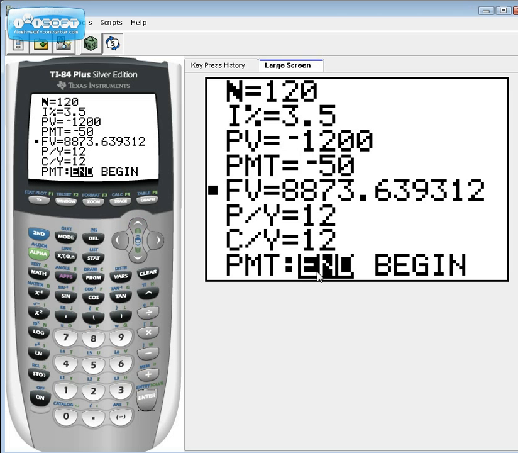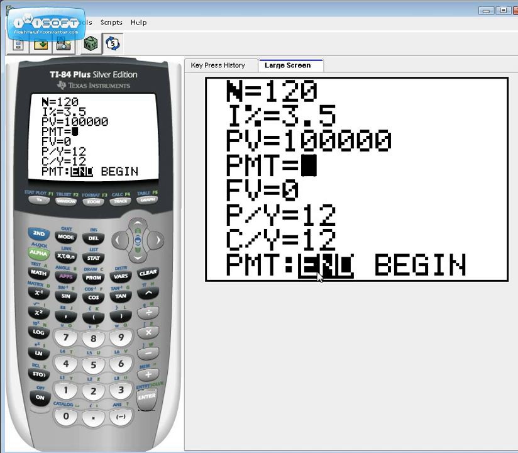I can also use this to solve for other things. If I have taken out a loan, let's say I bought a $100,000 house, and I don't know the payment, we can solve for that. I want the future value to be 0, so I've paid it all off. Interest rate will probably be something like 5 or 6%. Let's put 5.5. And let's suppose this was a 30-year loan.